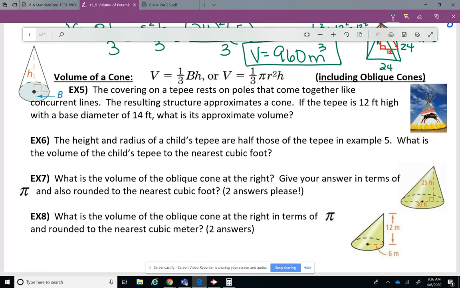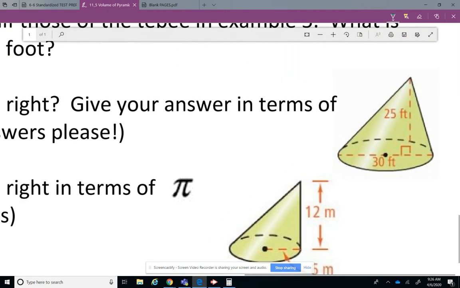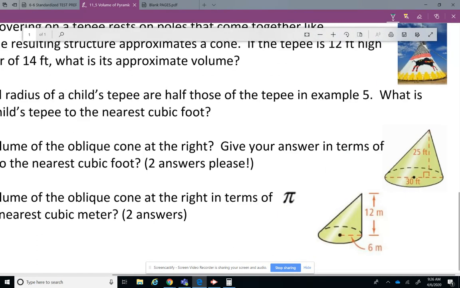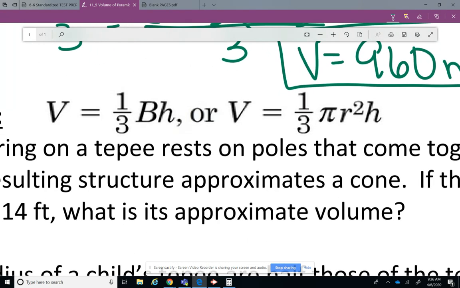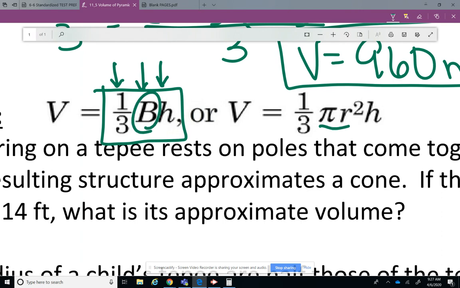Now, if you look right here, these cones are both slanted. That's called oblique. You're still going to use the same formula that you would for a cone that's called a right cone that stands up straight. So here are the formulas. This is the typical formula we just looked at. To find the volume of a cone, you're going to do 1/3 times the area of the base times the height. Think about a cone. The base is a circle. So you replace the big B with pi r squared.